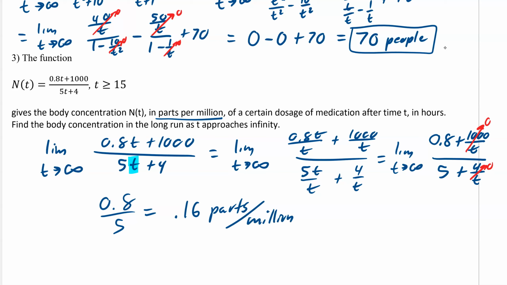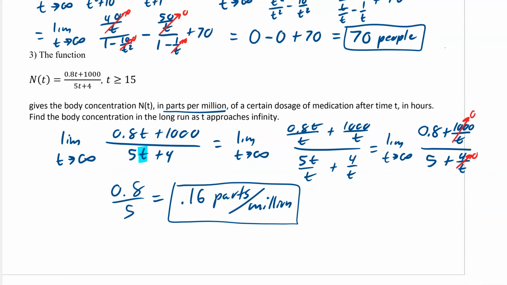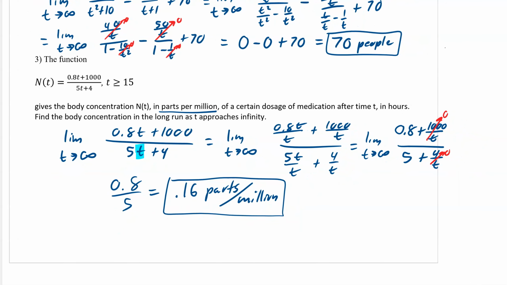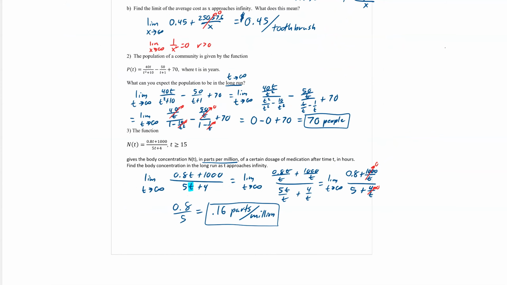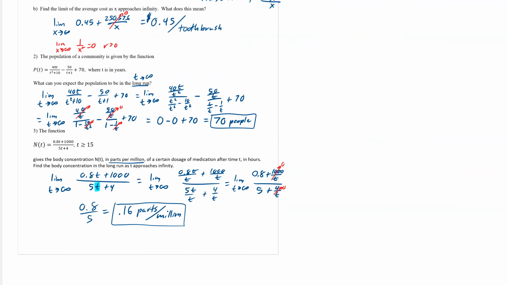So how much is left in the body? 0.16 parts per million. So it's still left there. It didn't fully disappear. That's what this formula is saying, is that if you take this medication, it will be with you for life. All right, and there's what you use our limits to infinity for.